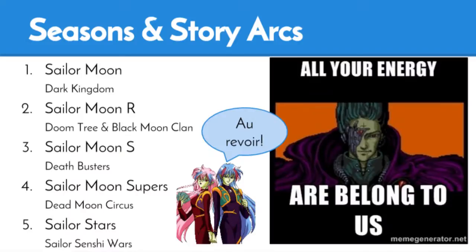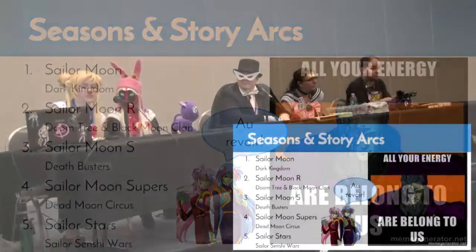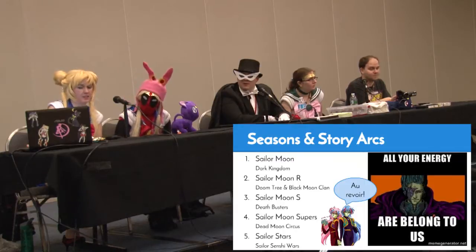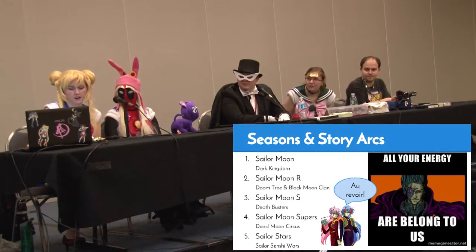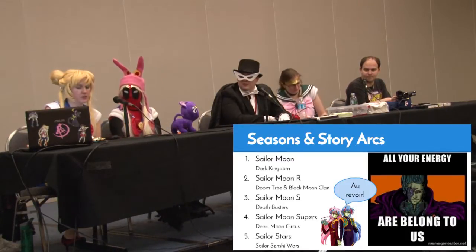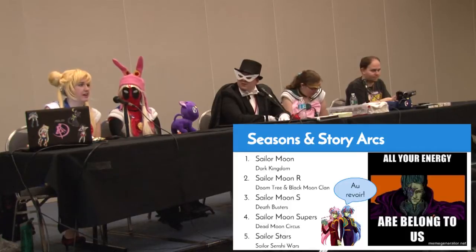So moving right along, in the original 90s anime, there are 5 story arcs. You've got Sailor Moon with the Dark Kingdom, Sailor Moon R with the Doom Tree arc, which is a filler arc. It's not in anything else. 6 if you count that arc. The Black Moon Clan, Sailor Moon S with the Deathbusters and Lamette. Sailor Moon Supers with the Dead Moon Circus. So you got Tiger's Eye, Fish Eye, Hawkeye.